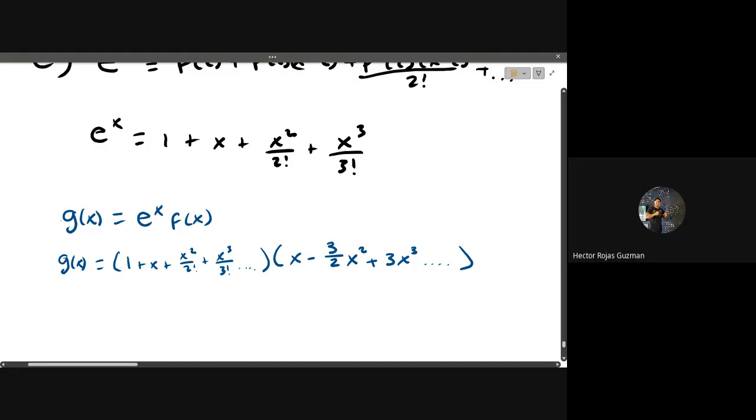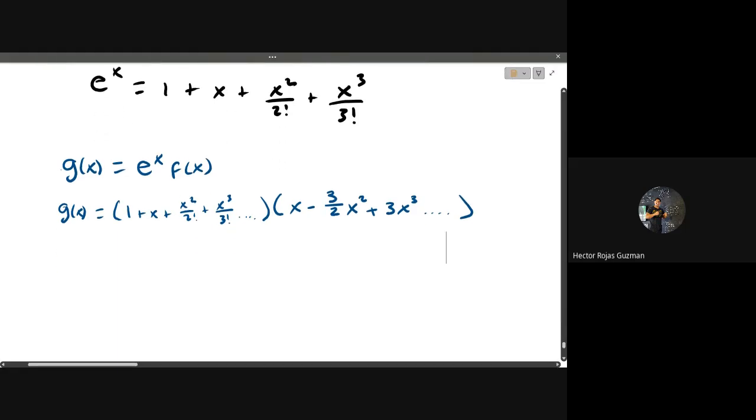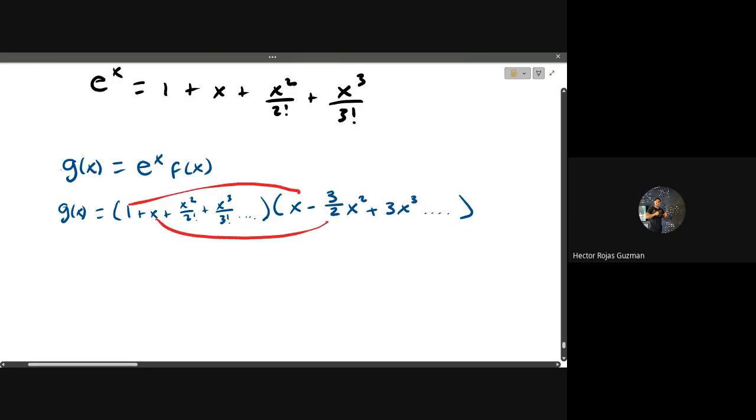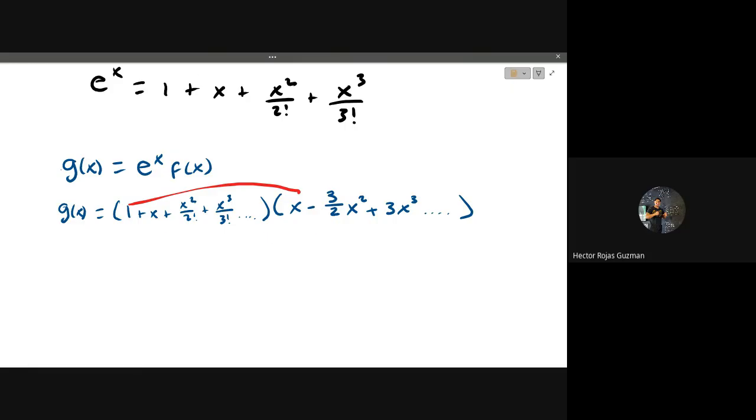If you got this far, some students made the mistake of not foiling. They just did this, and so on. That's not how it works. You need to foil. So that's going to be x minus 3 over 2 x squared plus 3x cubed.